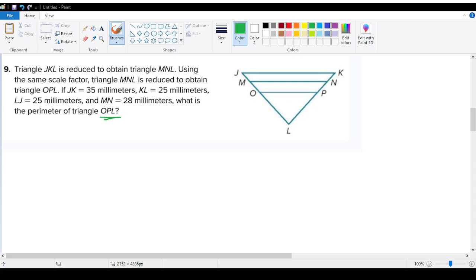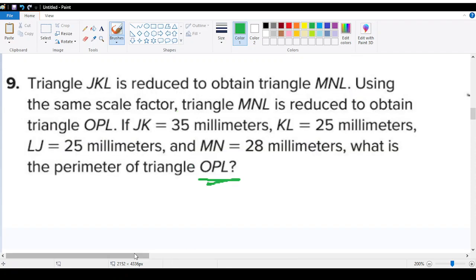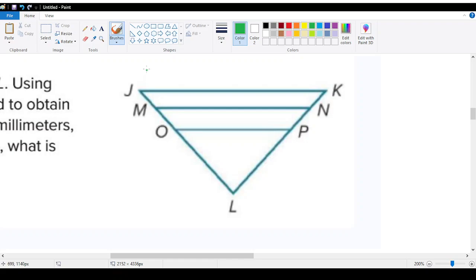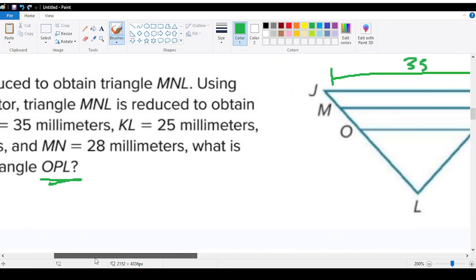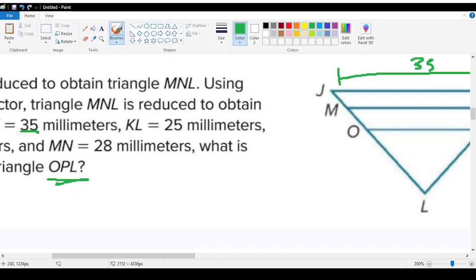Yes, I didn't understand the miss's explanation. Did you understand it or not? I can't hear you. I didn't understand it. Okay, yalla. Now JK is what? 35. Where's JK? I think it's here. From here to there, how much? 35. Okay, and then we finish from JK.